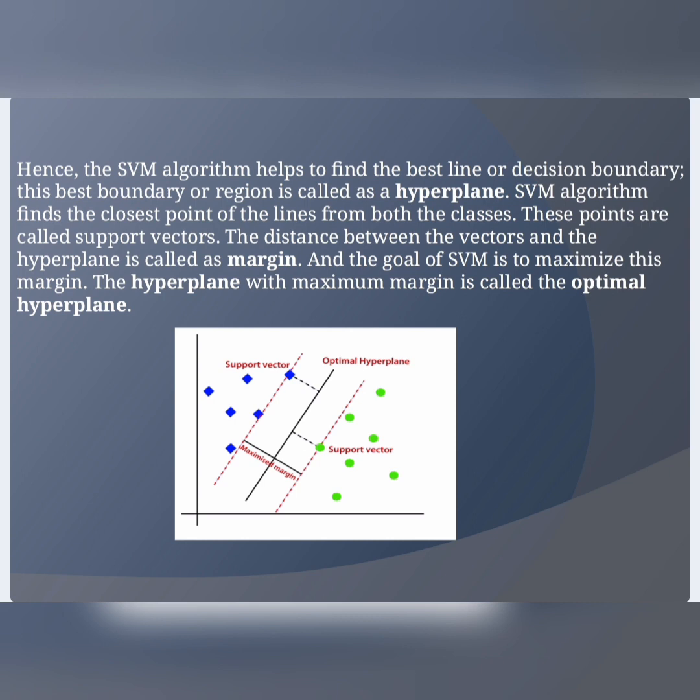This best boundary or region is called a hyperplane. The distance between the vectors and the hyperplane is called the margin. The goal of the SVM is to maximize the margin. The hyperplane with the maximum margin is called the optimal hyperplane.